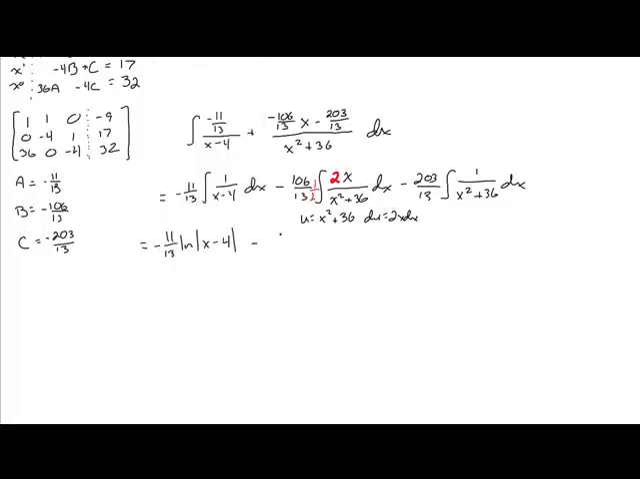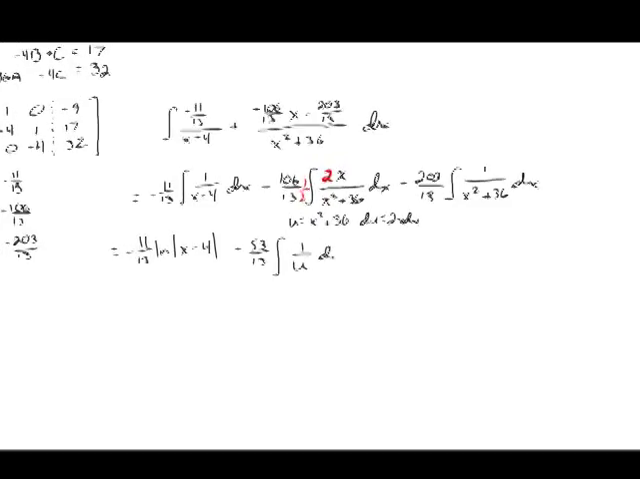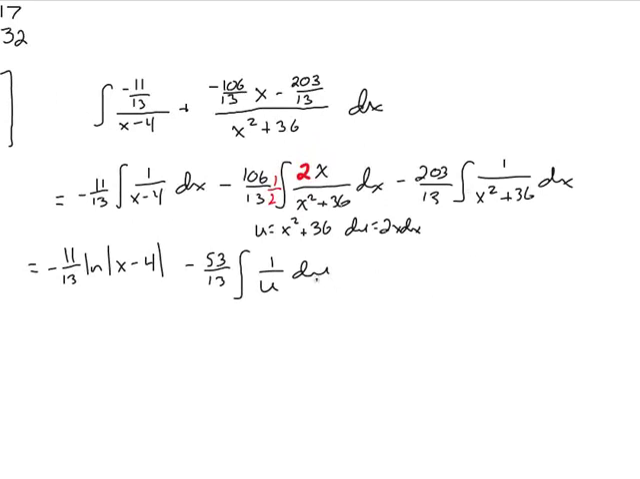so now we're going to have minus. We can actually reduce this. 106 divided by 2 is 53, so we can make that a 53 over 13. And then now, putting in our u, we're going to have 1 over u, and then our du is the 2x dx, so that works out perfectly. We'll solve this in the next step.